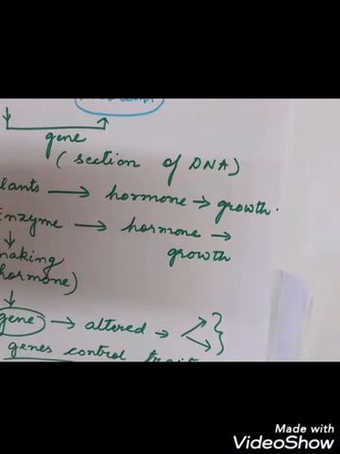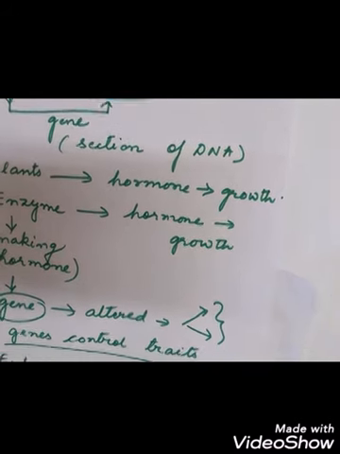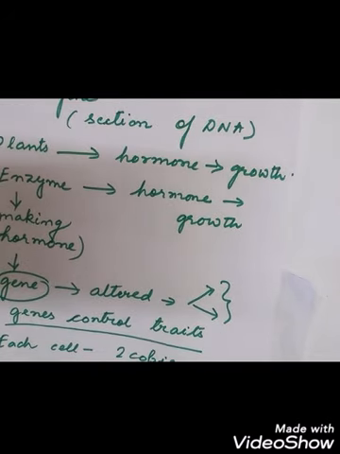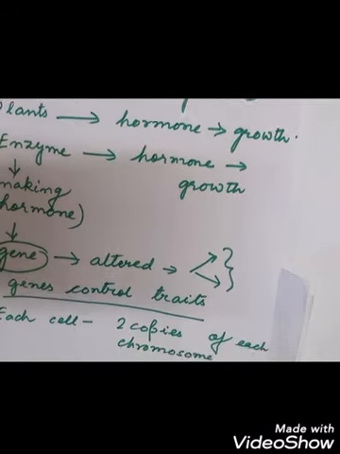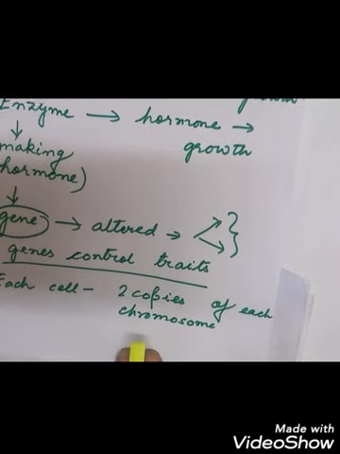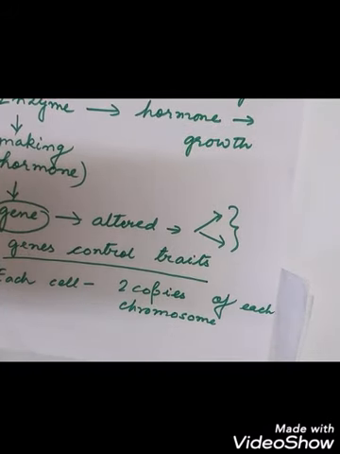So both the parents do what? Both the parents contribute what? They will contribute the genetic material to the offspring. Some of the characteristic features will come from the father, some of the characteristic features will come from the mother.